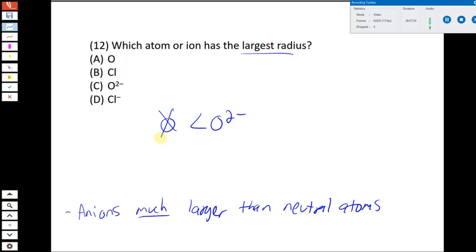And then similarly, if we do Cl versus Cl minus, Cl minus is an anion, it has 1 extra electron. That will cause the radius to get bigger. So this is also going to be bigger than its neutral atom Cl. So we can eliminate the neutral Cl as being the biggest. All right?